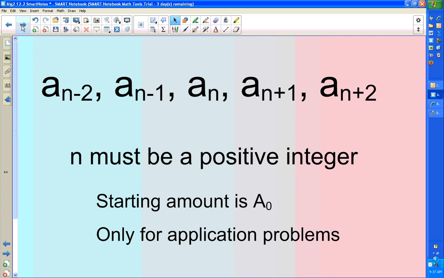So if n is 10, this is a sub 10 in the middle. 10 plus 1, this would be a sub 11, a sub 12. 10 minus 1 would be a sub 9, and a sub 8, etc.